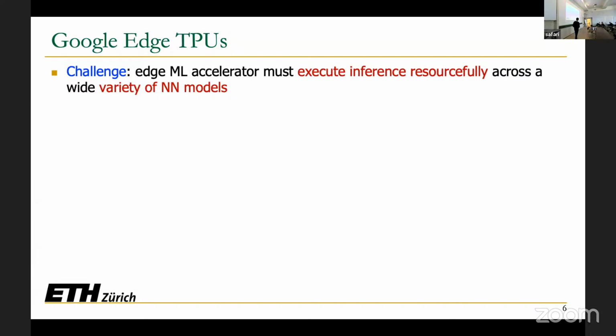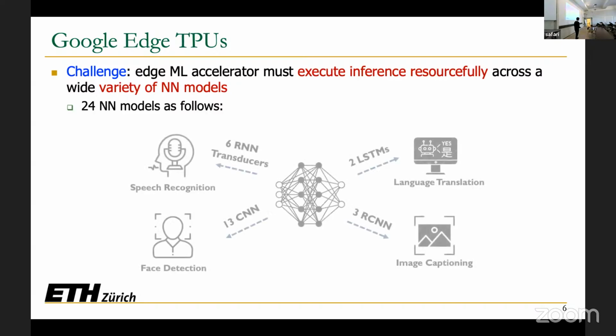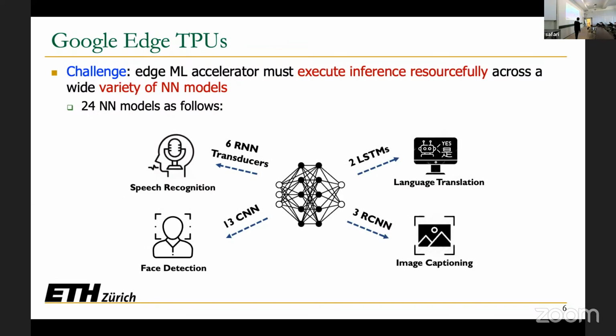The challenge is that the Edge ML accelerator has to execute inference across a wide variety of neural network models. In this specific study, we look at 24 neural network models. The first 6 are RNNs, which are recurrent neural network transducers, specifically used for speech recognition. Then there are LSTMs, which are long short-term memory models, used for language translation. And we have RCNNs, which are recurrent convolutional neural networks for image captioning, and then CNNs, which are convolutional neural networks, for face detection. And as you can imagine, if we try to use all of these different models on a specific device, it may not work so well for each type of model.